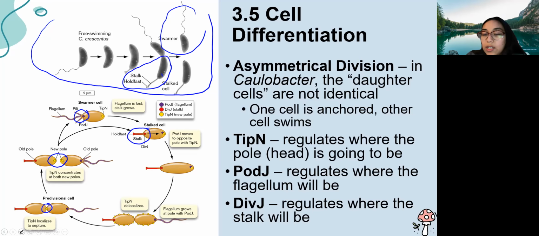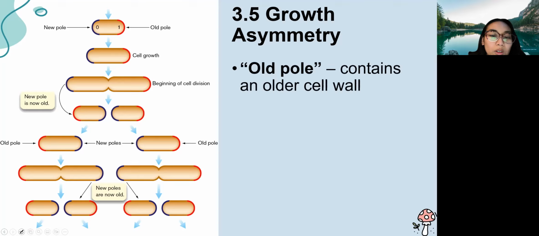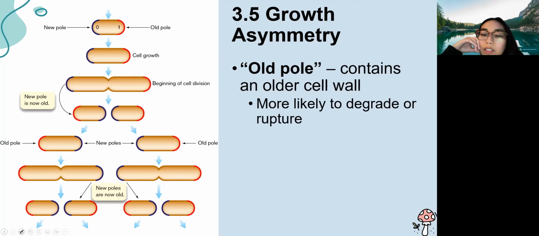So when bacteria grow, there is also asymmetry, even with bacteria that are not Caulobacter. Even just regular old E. coli, people have done studies and found that there is asymmetry. We call it the old pole, which is basically the portion of the bacteria that has old cell wall. The importance of this is that the old cell wall is more likely to degrade or rupture because it's older. Whereas you have the new pole, which is basically cell wall that has been freshly made just before cell division happened. And so there's always going to be a new pole and an old pole.